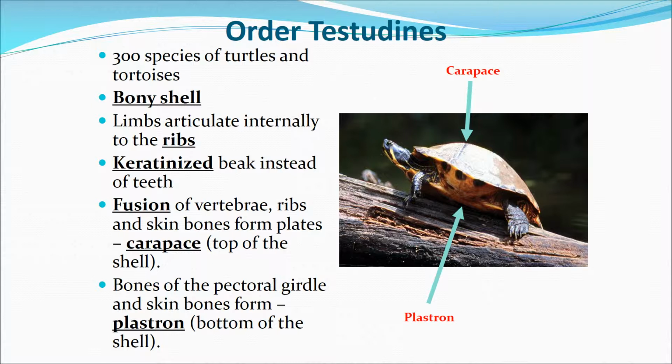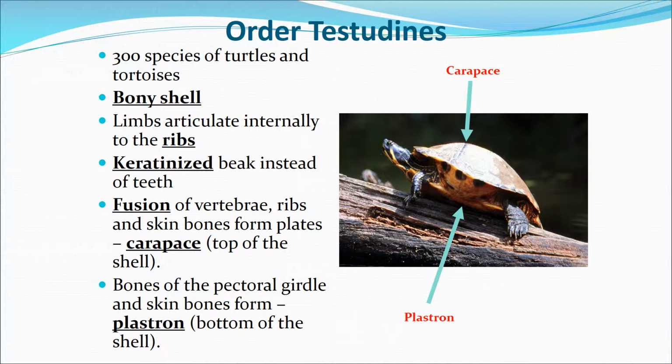But for all of them, they have a bony shell, and the top and the bottom, the plastron, which is the bottom, and the carapace is the top. You will be tested on those, by the way. Those are connected, so they don't have a lot of flexibility. And this is just, to me, such an odd body structure to have this bony shell. It's definitely protective, but it's so limiting. But their limbs articulate internally to the ribs. So they do have ribs, but they're attached to the carapace and the plastron inside of the shell.